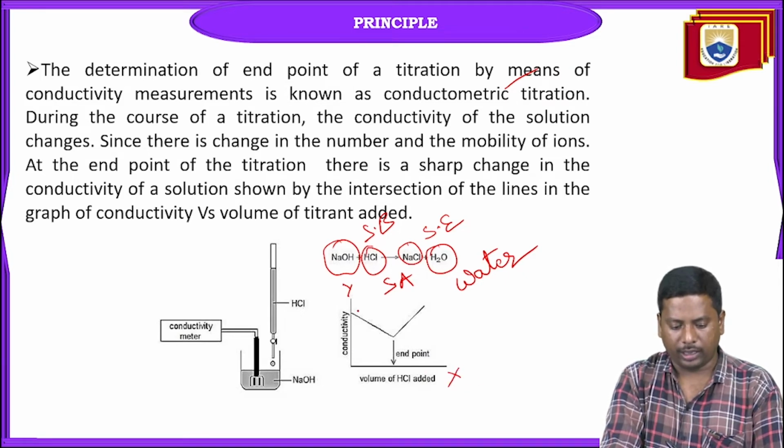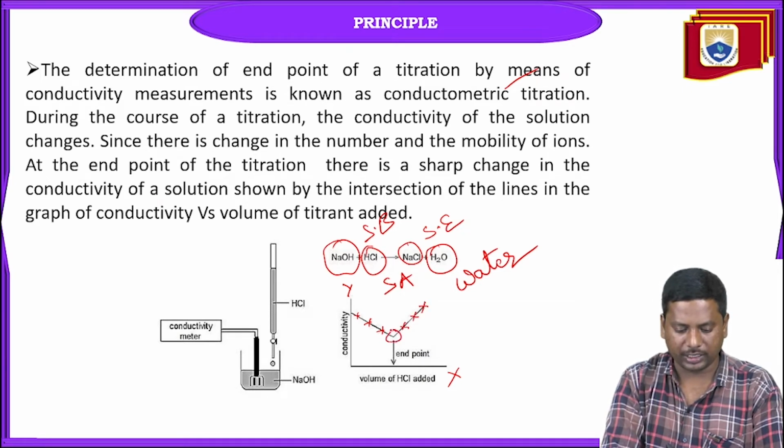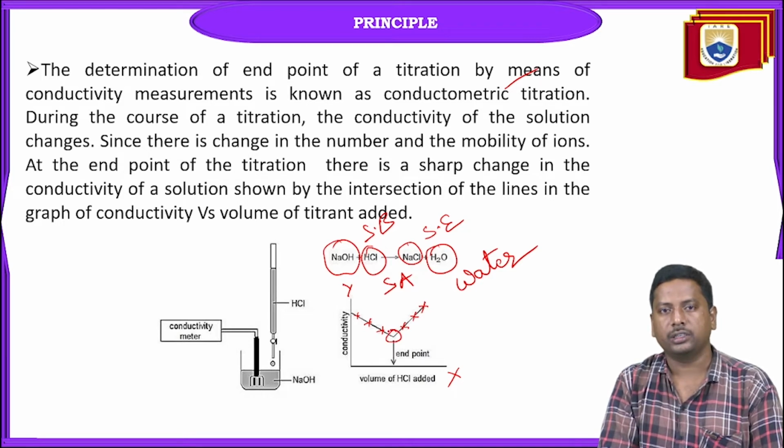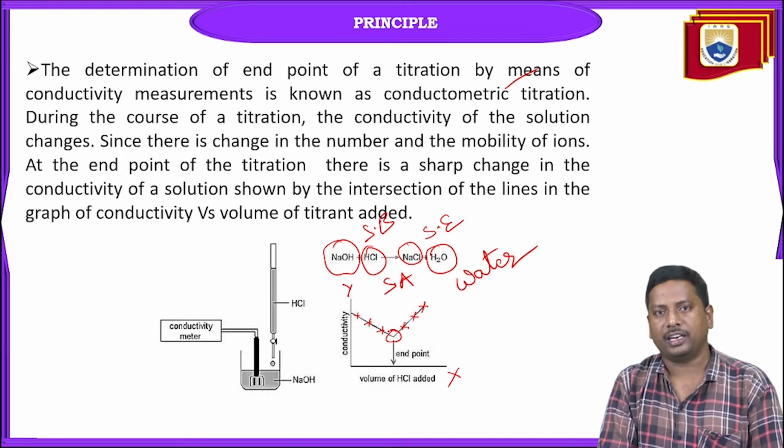So we observe the points like initially the conductivity will decrease. After the end point, the conductivity will gradually increase. By the intersection of these two lines, we get the end point of a reaction. From the end point of a reaction, we can determine the unknown concentration present in a solution.